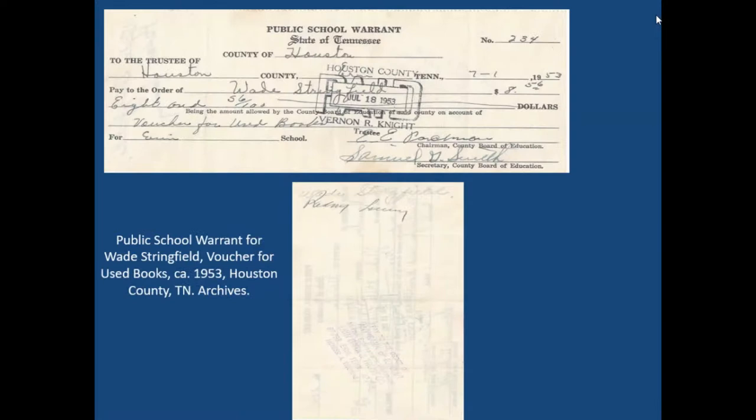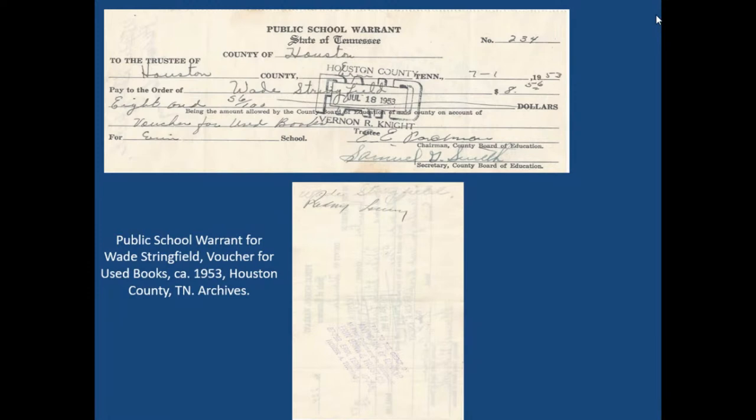This is another one. This is a public school warrant. Anytime you see something called a warrant, most of the time, this is the same thing as a check. This is payment. This is for Wade Stringfield, the brother of Luther. This is a voucher for used books from 1953. Now, what is a voucher for used books? Back before we had the free book program in the United States, you had to actually purchase books for your children. So think about these poor farmers who had to purchase books. When they were done for the school year, they could turn those books back in and get a portion of their money back. So this is a voucher for those used books.